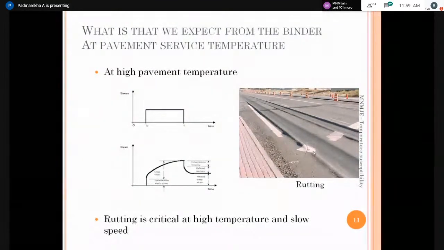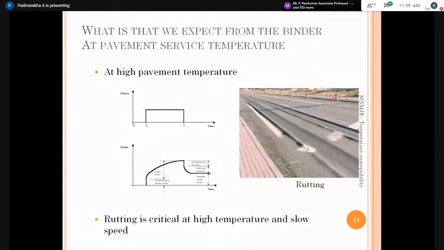Okay. So bitumen is a temperature sensitive material. The bitumen exhibits temperature sensitive behavior. So what we have seen is the behavior of bitumen during mixing and compaction temperature. Now next is pavement service conditions. What will be the behavior of bitumen during pavement service conditions? What is it that we expect from a binder during pavement service conditions?